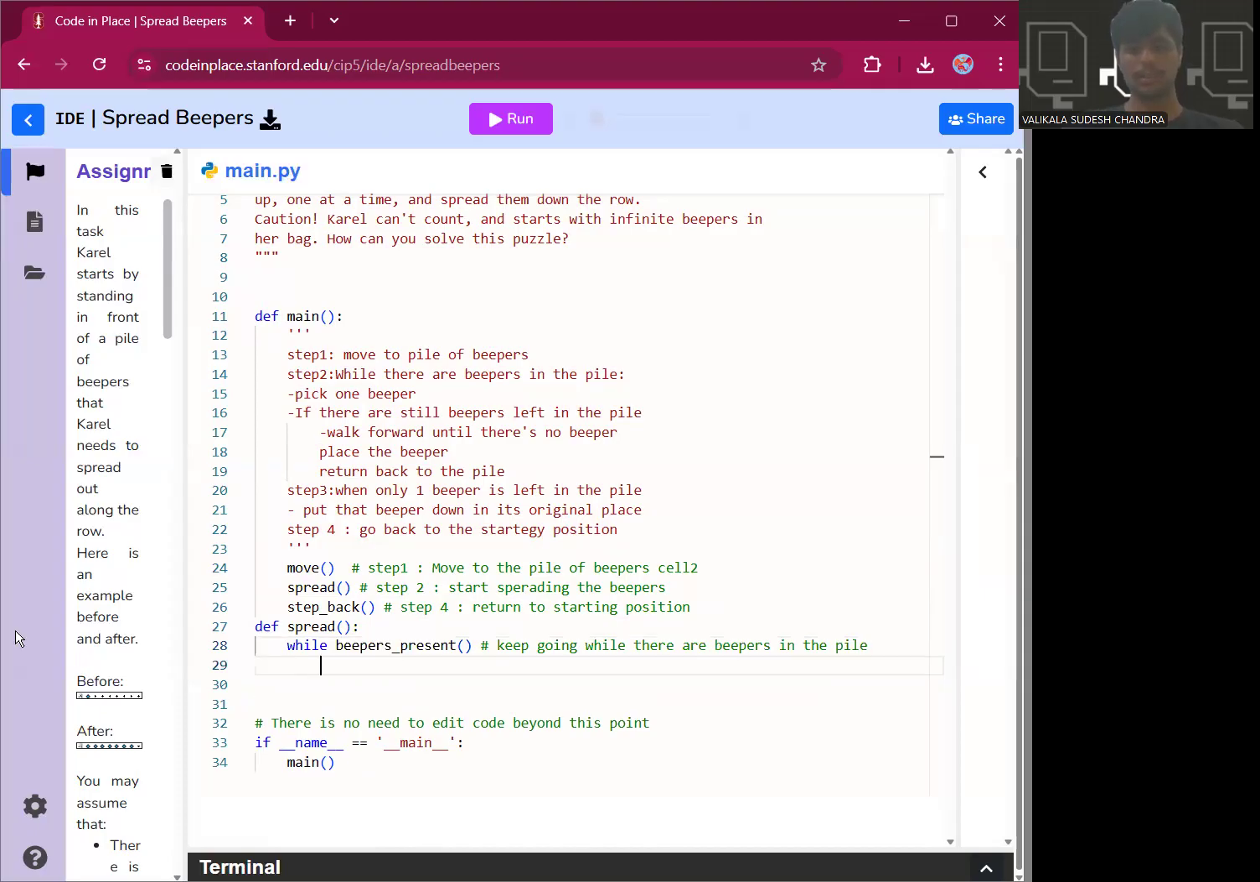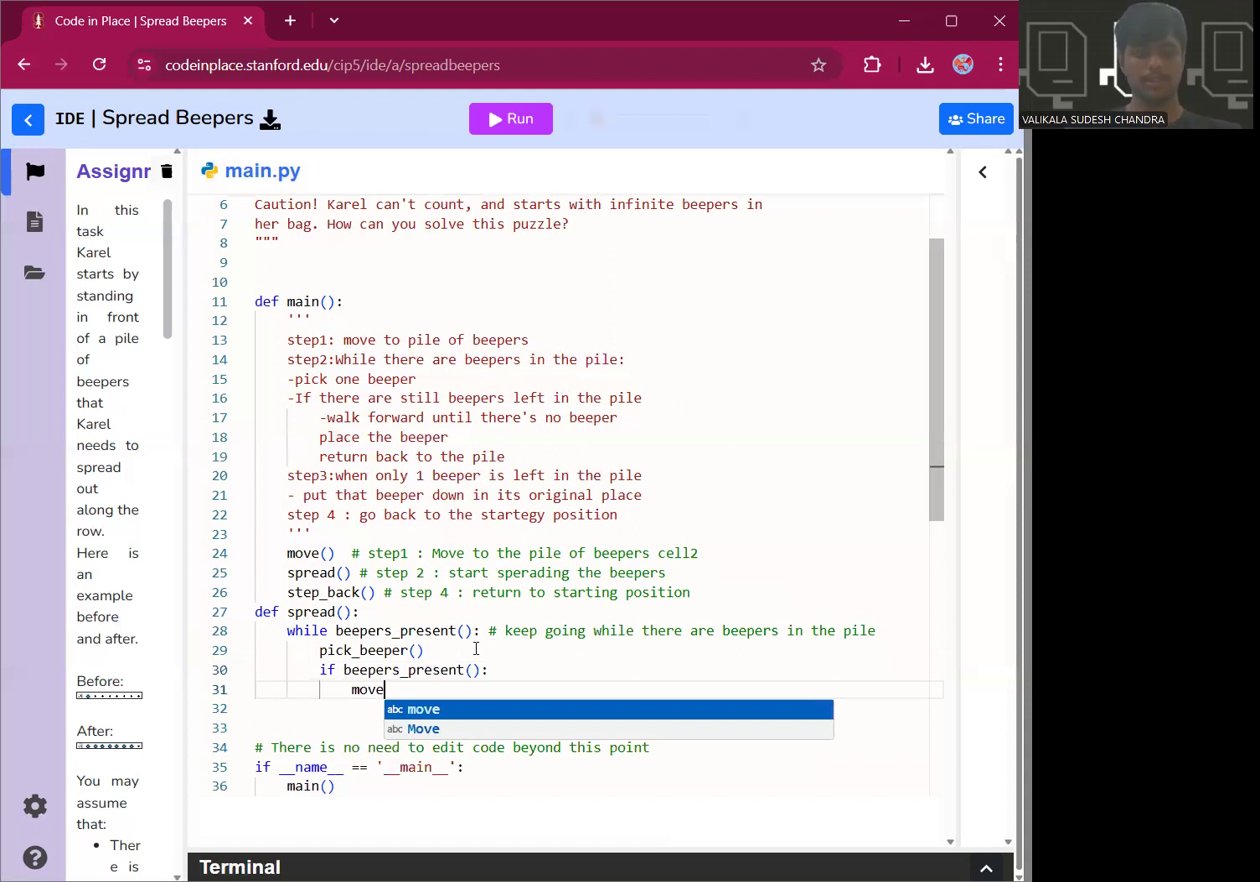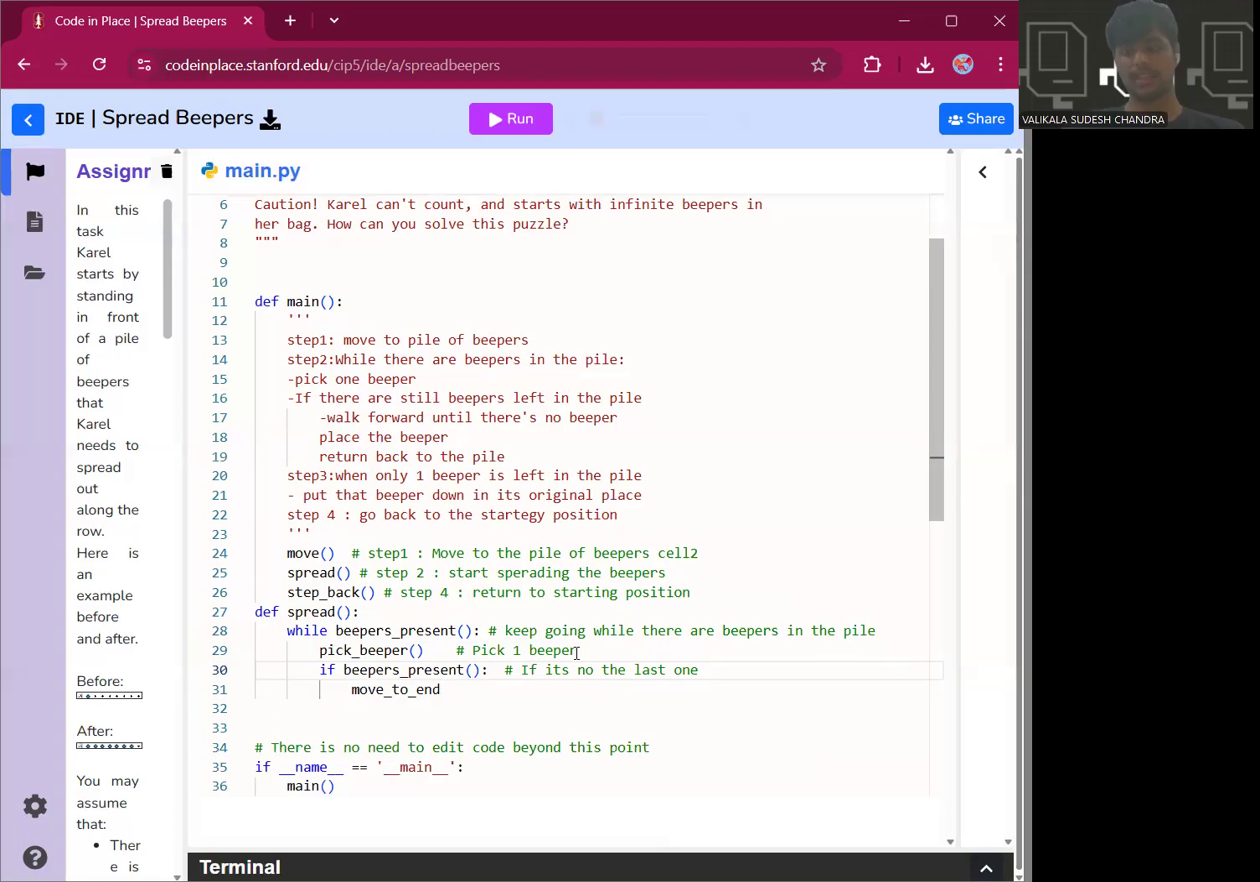Once after that, what we have to do is pick the beeper. Once you pick the beeper, if beeper is present, move to end. Here the operation is simple. Pick one beeper. Then if it is not the last beeper, we have to move to the end position. End means we have to go on till there is no beeper present at a particular cell. So that means go to the next empty cell.